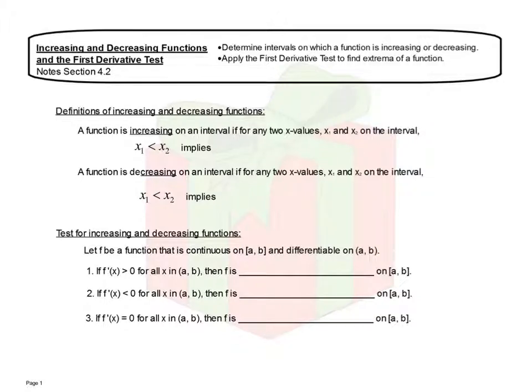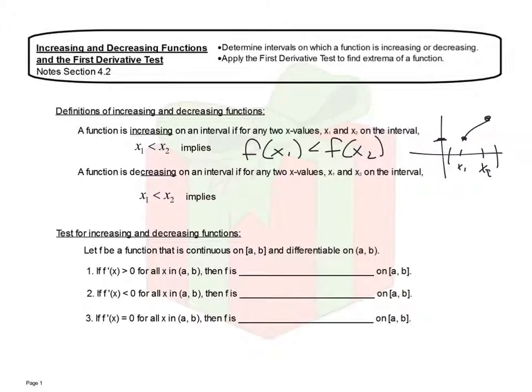x2 on the interval we're talking about, where x1 is the smaller of the two values, that implies that f of x1 is less than f of x2. So what the heck does that actually mean? If I draw a picture and I'm talking about some interval here, and on that interval I've got an x1 that's smaller than x2, any two values that I choose, the function is increasing if every f of x1, the y value, is smaller than f of x2.